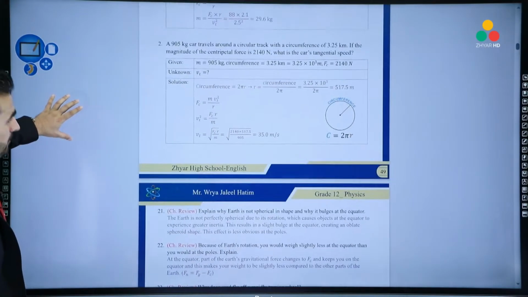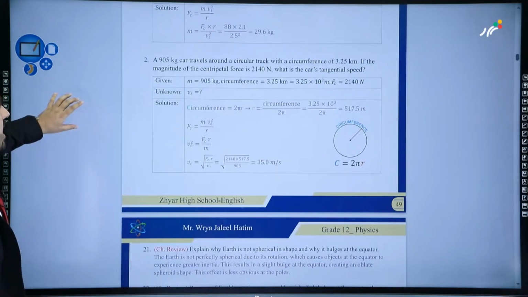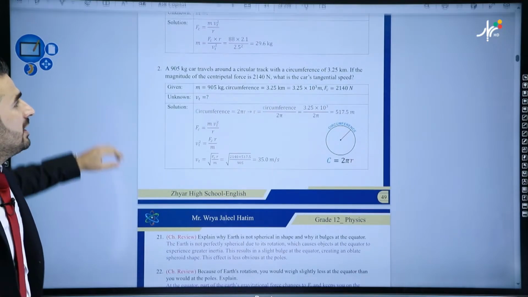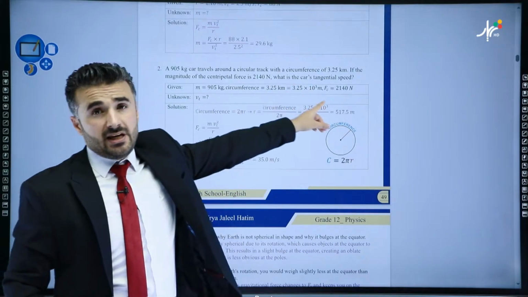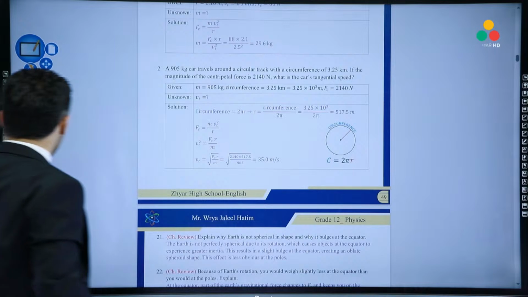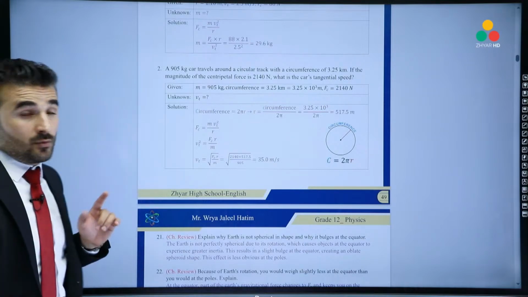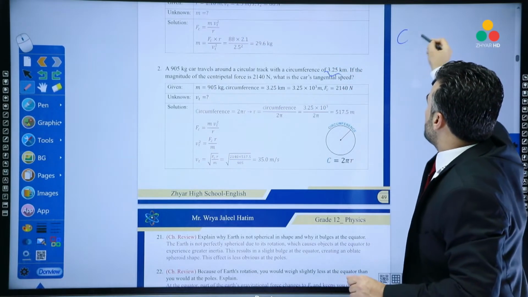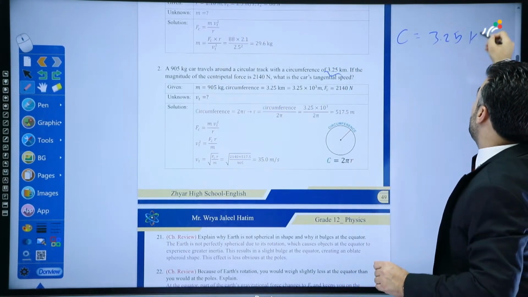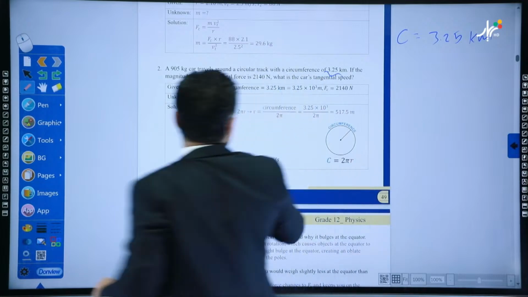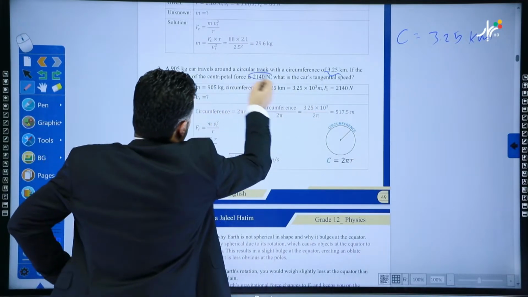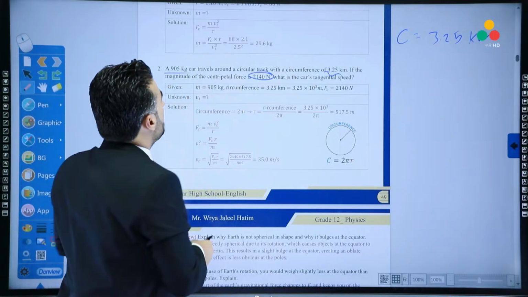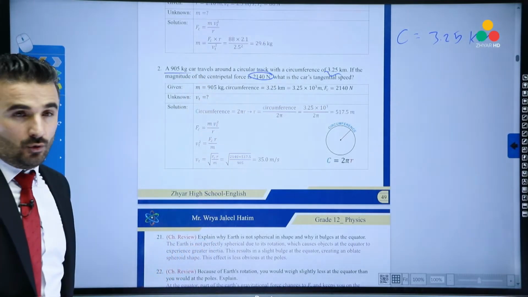Take a look at the second one here. All right, what does it say? It says a 905 kilogram car travels around a circular track with a circumference of 3.25 kilometers. I want you to be very careful when you see the word circumference here. So we have a circumference of 3.25 kilometers. If the magnitude of the centripetal force is this much, and here is the mass, it says, what is the car's tangential speed?